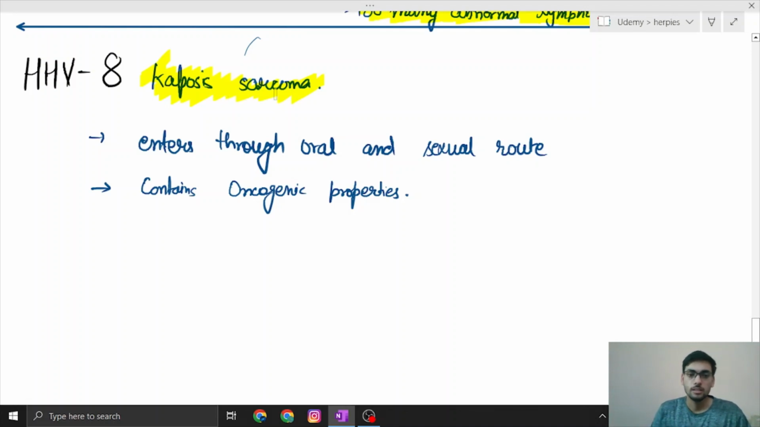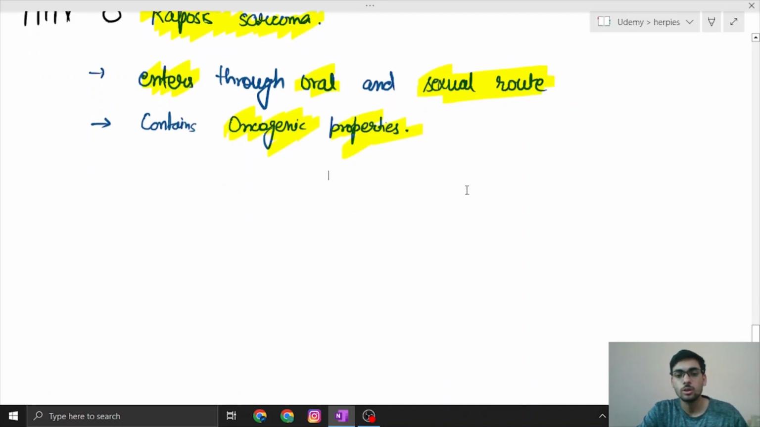And at last we are going to discuss Kaposi sarcoma, or Kaposi associated herpes. You don't have to know much about this because it is not as important as the other viruses. It enters through the oral and sexual routes. These two are the major routes from which it can enter a healthy individual, and it has oncogenic properties, meaning it can cause cancer.